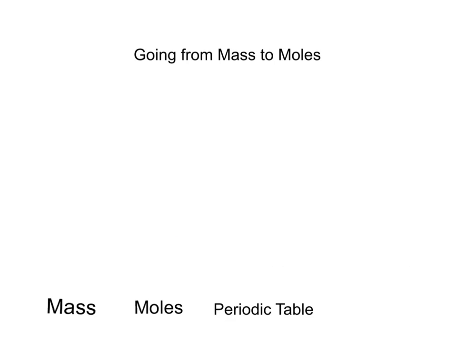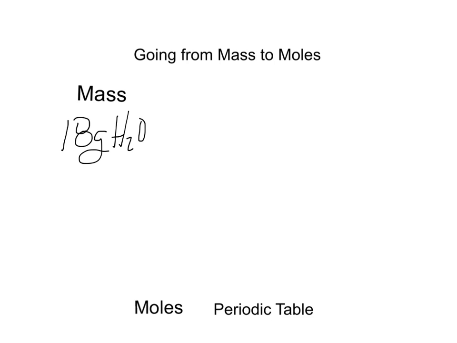When given a problem and having to go from mass to moles, like you have 20 grams of water or something of that nature, and they want to know how many moles it is, it's a very simple thing to do. You take the mass that you've been given and you write it down. So say we've been given 20 grams of water. Let's just make it 18 grams of water. Okay?